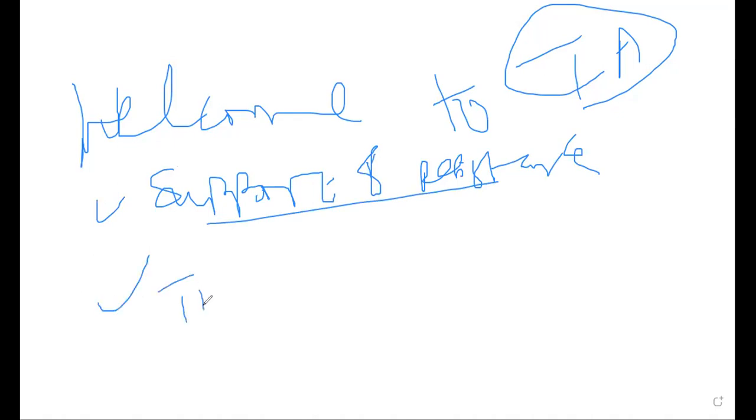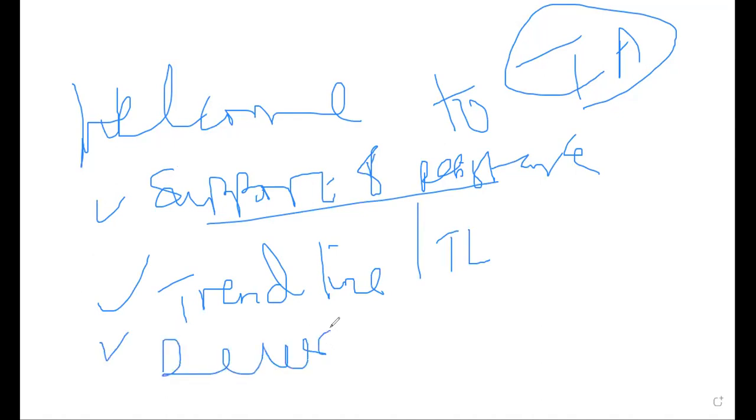You have what is called trend line. Sometimes I just don't like writing much, I'll just write T versus L. We have what is called reversal pattern. Now, there are a lot of new developments where people don't only look at just this. You also have demand and supply.